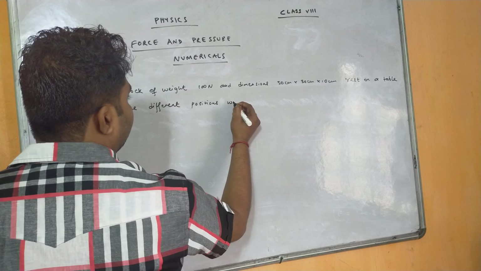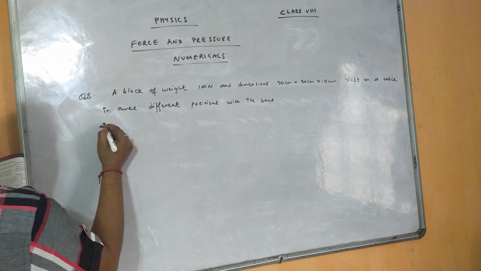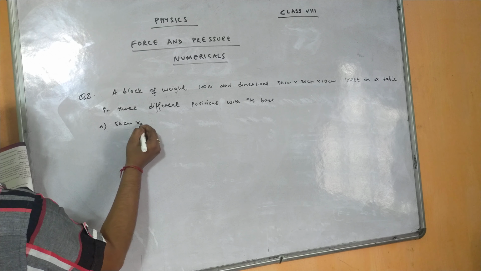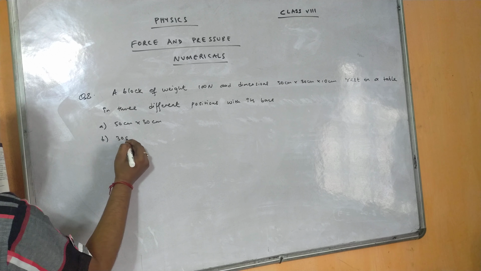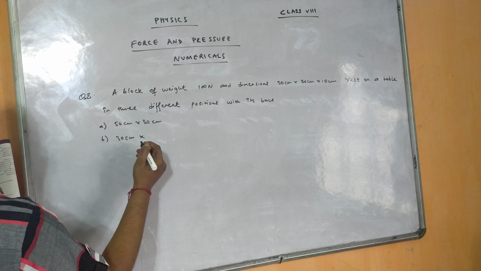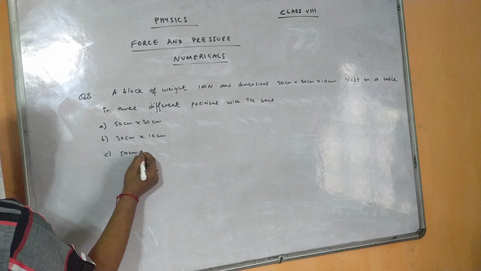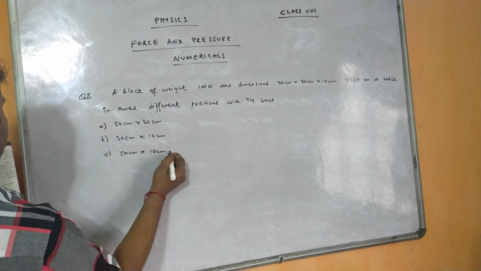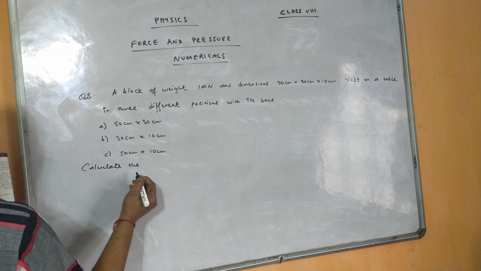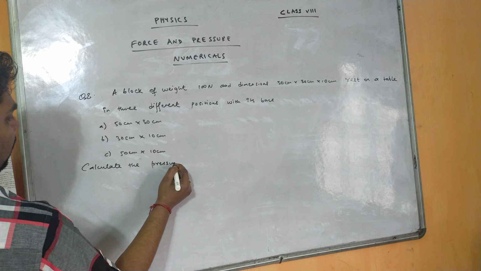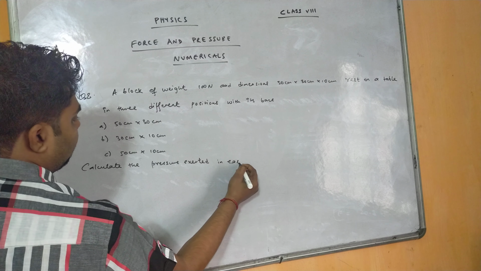With its base, point number A is 50 centimeter into 30 centimeter, point number B is 30 centimeter into 10 centimeter, and point number C is 50 centimeter into 10 centimeter. Calculate the pressure exerted in each case.